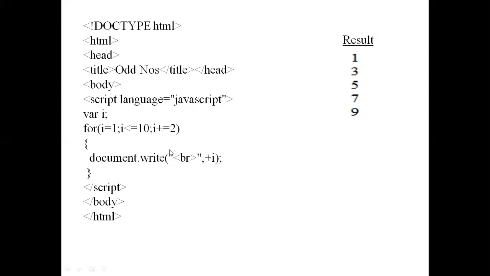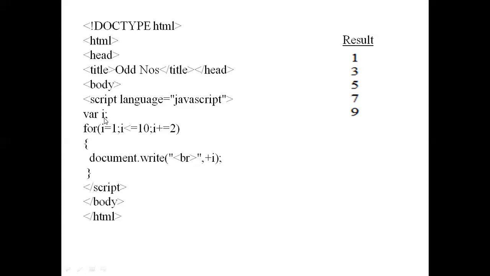So if you put in the bracket only plus i, no double quotes, only plus i, then it will give you the horizontal result 1, 3, 5, 7, 9. And if you give a break in double quotes, then the next value will come below the other. Okay, so this was about the odd numbers program.